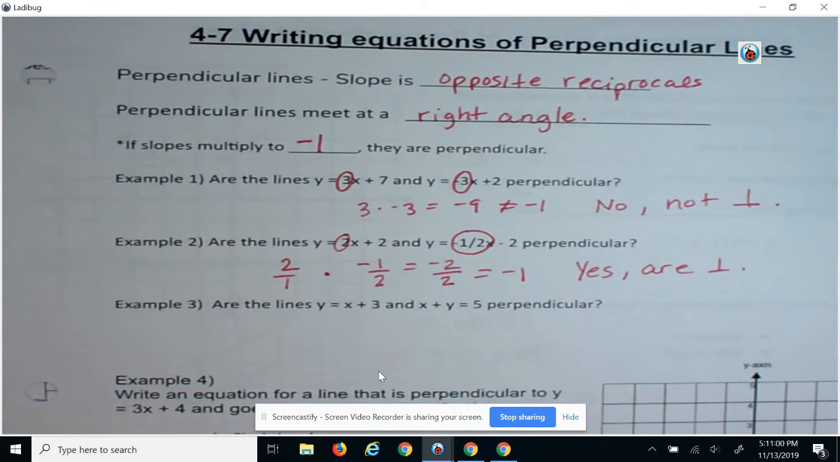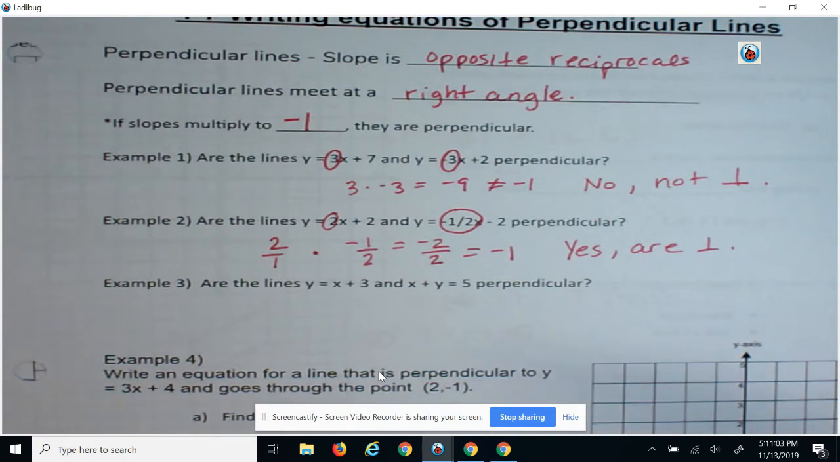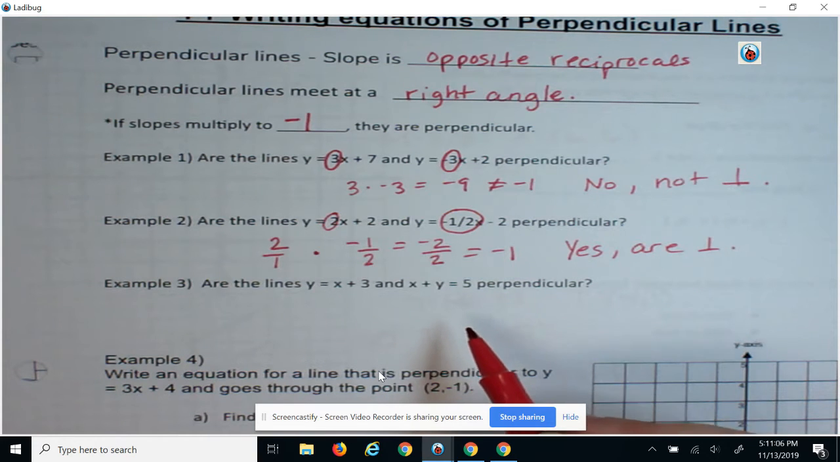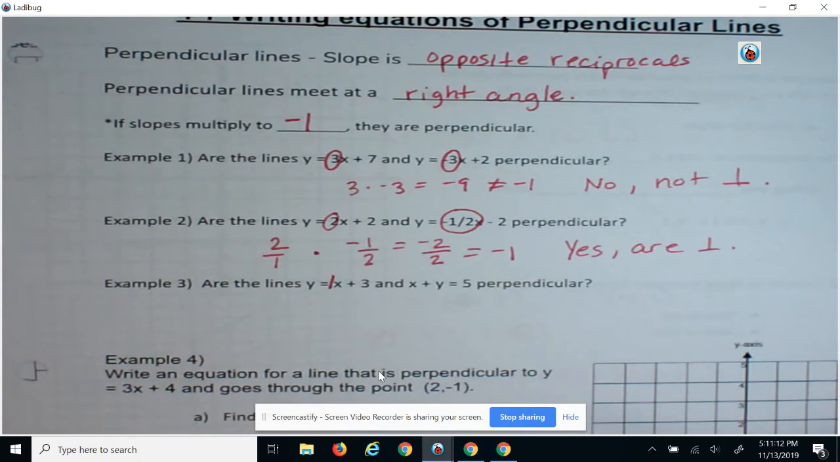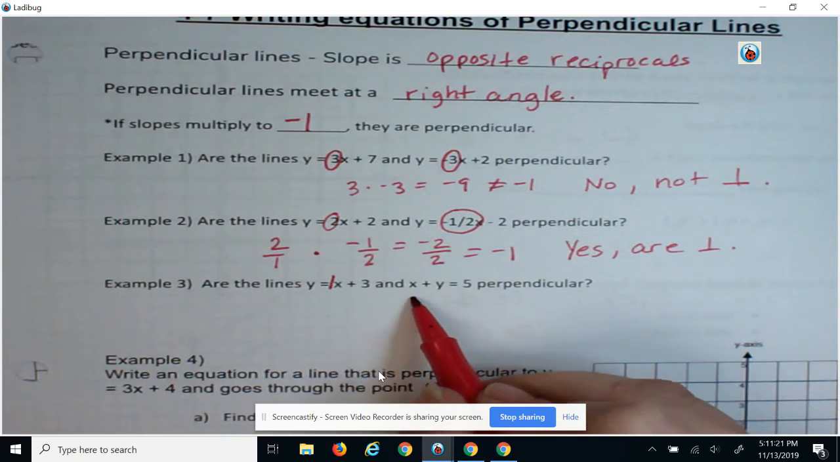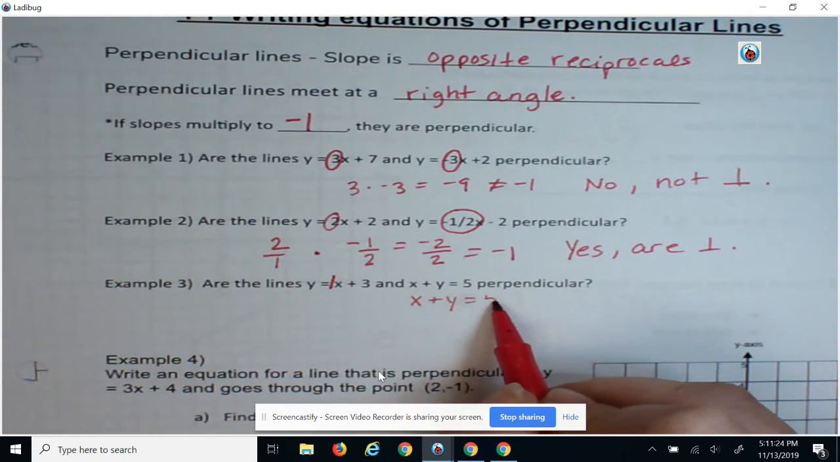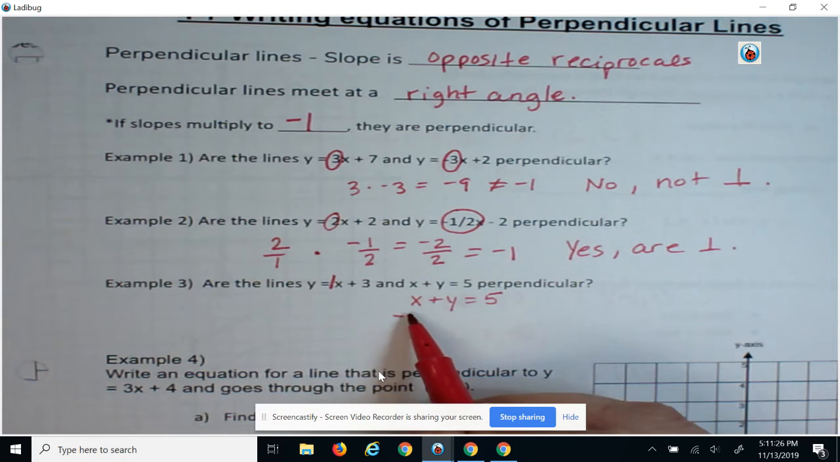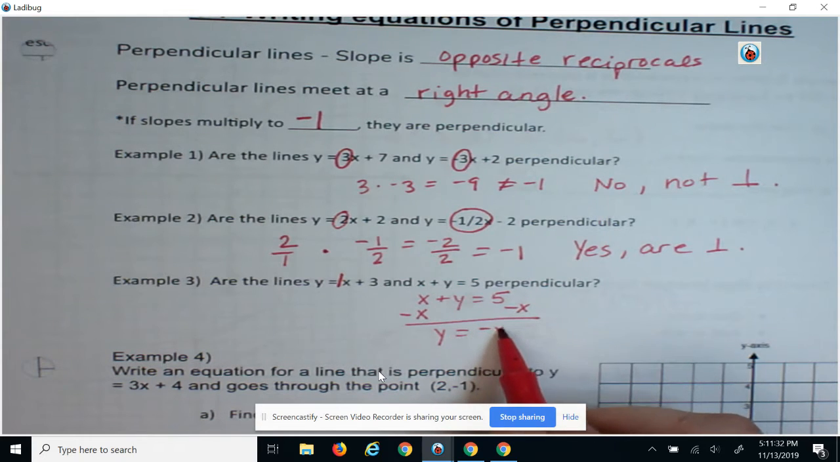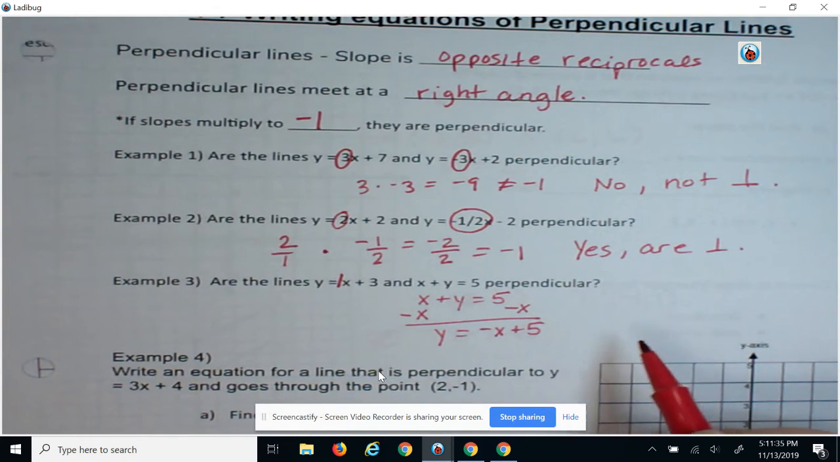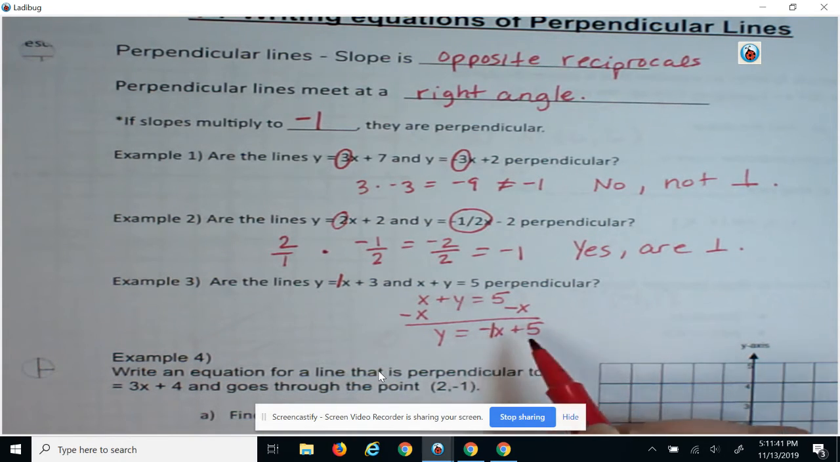Example 3, we have lines y equals x plus 3 and x plus y equals 5. We want to tell if they're perpendicular. So y equals x plus 3, remember there's a 1 hiding in front of the x, so my slope is 1 here. X plus y equals 5, I got to do a little work to find the slope. Remember, I got to convert it to slope-intercept form. So I want to move my x to the opposite side by subtracting. And then y is already by itself, so my slope, remember there's a -1 hiding there.